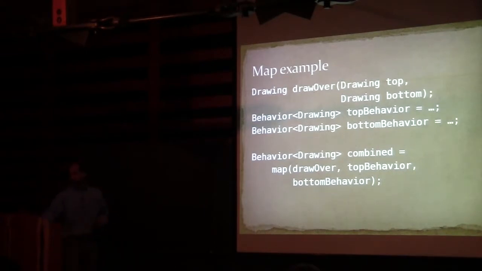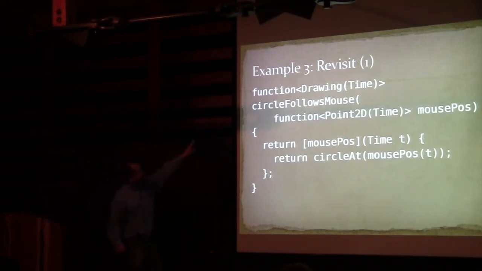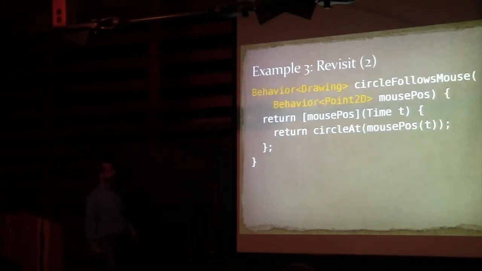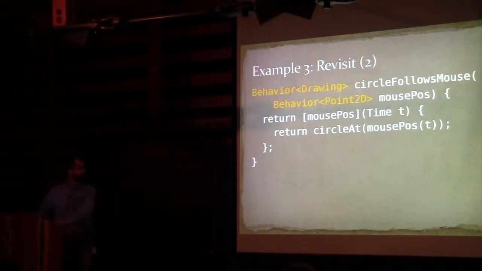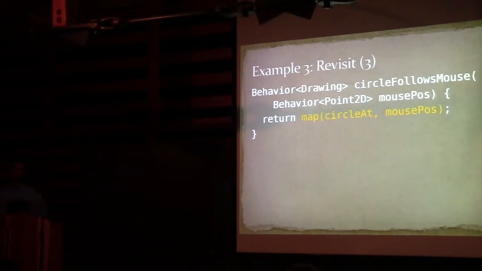Now that we have that, let's revisit our circle follows mouse function. The first thing that we can do is replace these functions of time with our new behavior data type, right? That's pretty straightforward. What else can we do? Does anybody have any idea as to how we can use map here? Just map circle at to mouse position behavior. So the comment is to do this. This is pretty simple, I think.